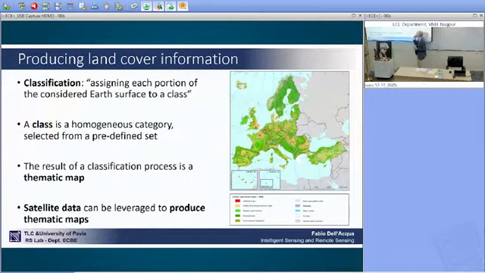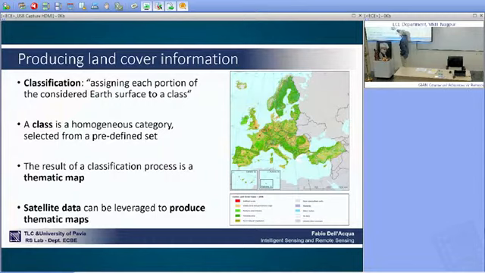Okay, so what is classification? Classification is assigning, in this case, the object is a portion of the Earth's surface. It can be, for example, the pixel. You carry out an acquisition from a satellite, and then you take each pixel and you assess to what class such pixel may belong, and then you put it in the corresponding group. That is classification. And a class is a homogeneous category selected from a predefined set.